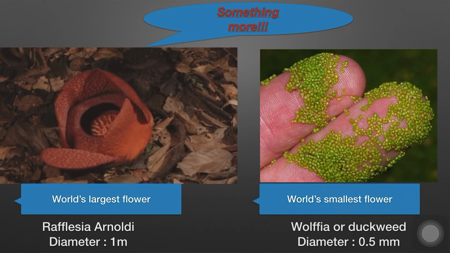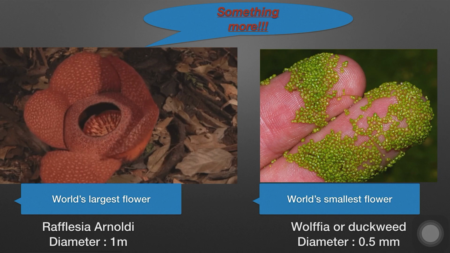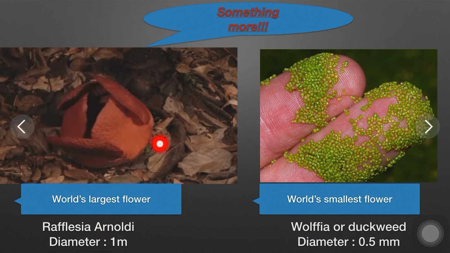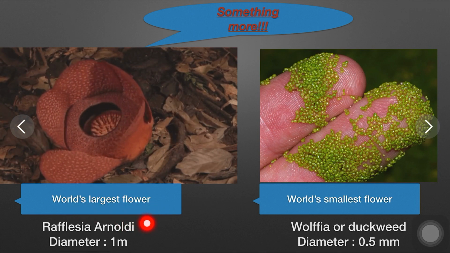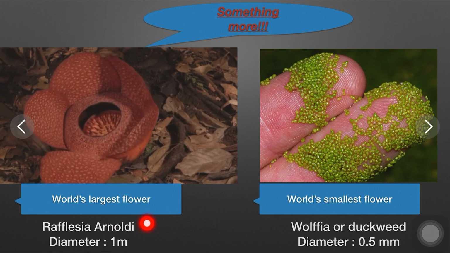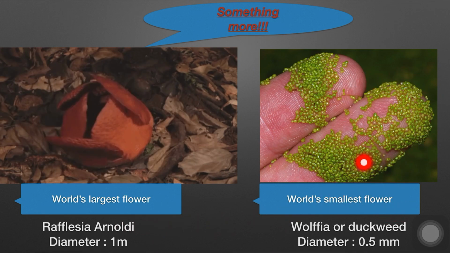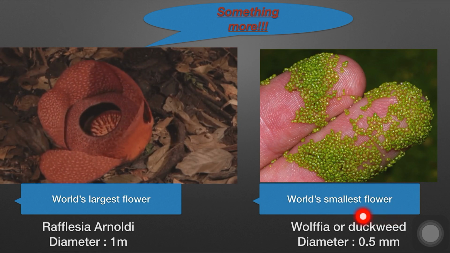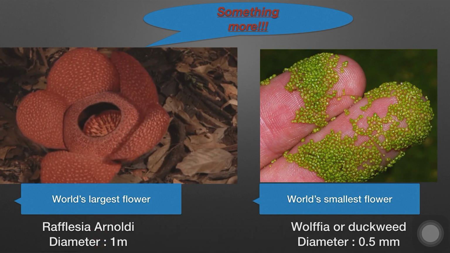Do you know, students, the world's largest flower is found in Indonesia. The diameter of the flower of the plant Rafflesia arnoldii is about 1 meter, and the world's smallest flower is of the plant called Wolffia or duckweed. Its diameter is as small as 0.5 millimeter.